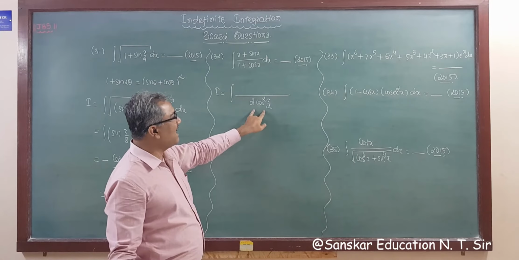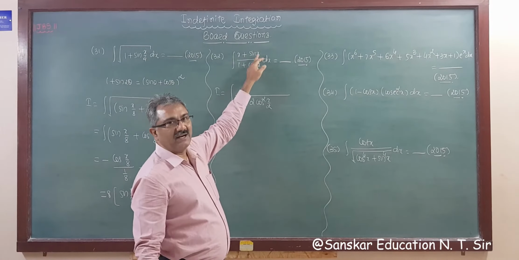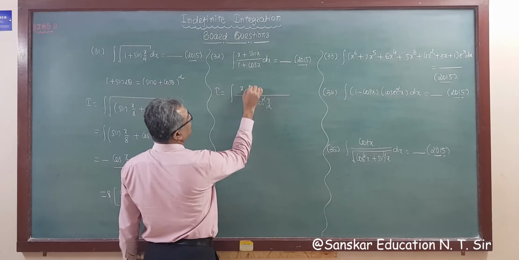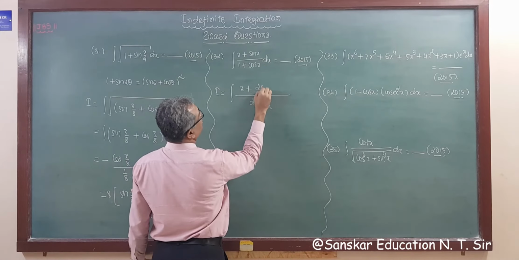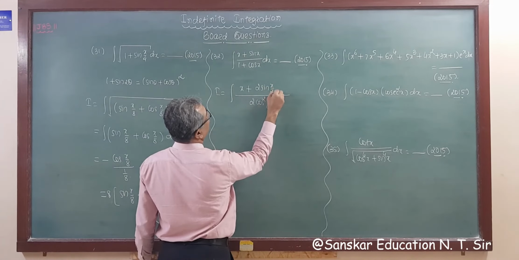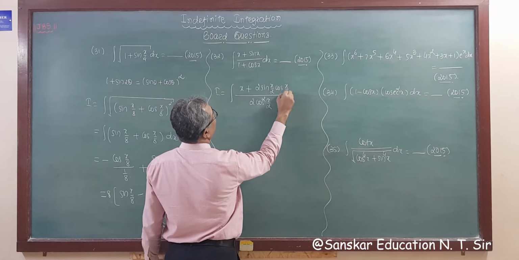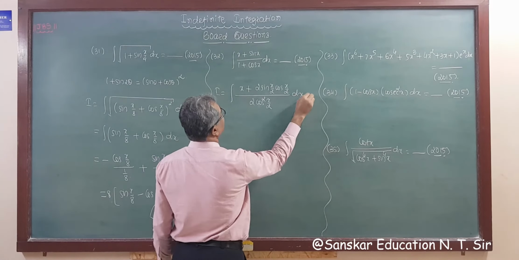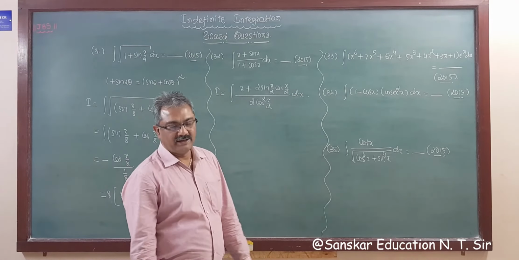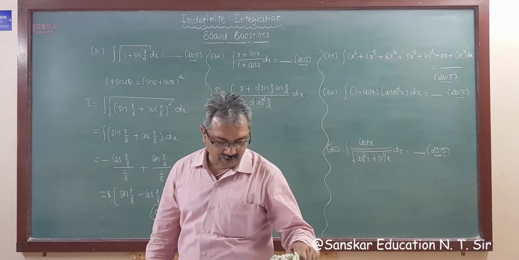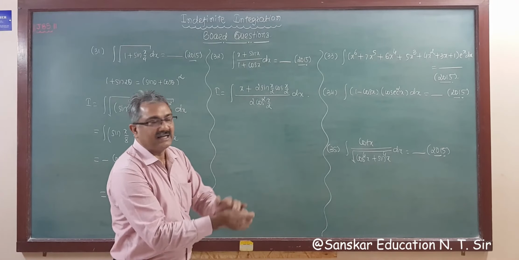Now this is in half angle, so we need this also in half angle. So I am writing x plus sin x is 2 sin x by 2 into cos x by 2, and dx. Any problem? Anybody? Any problem? So this is the answer.